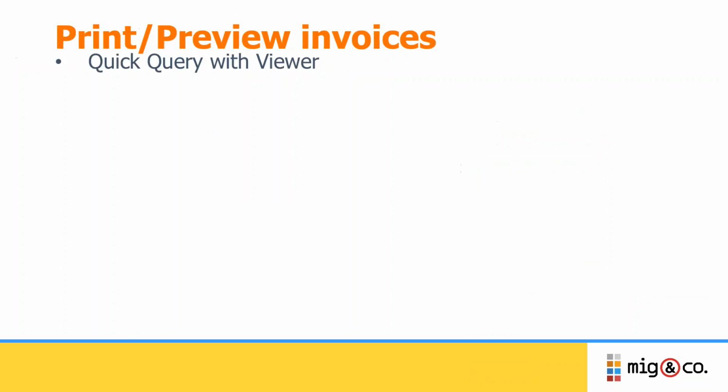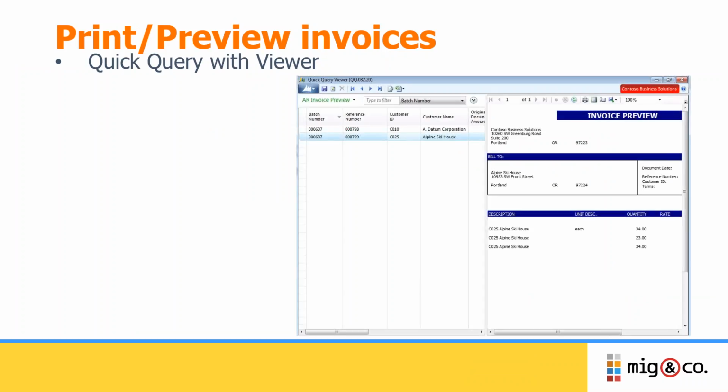There's also a way in Quick Query to look at your invoicing. So you can look at it on the screen itself, or if you don't have that access, and you do have Quick Query access, you do have a Quick Query on the invoices, as you see here in the top left-hand part that says AR Invoice Preview. So here I have two different invoices that I can preview at this point. Once the invoice has been saved or released, it actually comes off the print preview list, so it's already been taken care of.